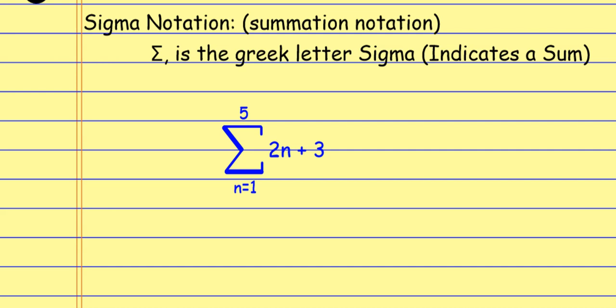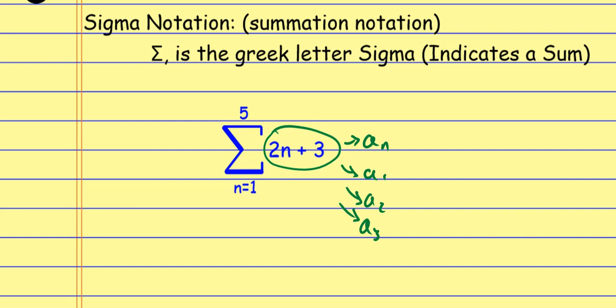Here's how we read this. Sigma means the sum. The equation that's in there is the equation that's going to yield the terms of the series. In other words, it gives us our a sub n values, which translate into a sub 1, a sub 2, a sub 3, and all the terms that we need to add together.